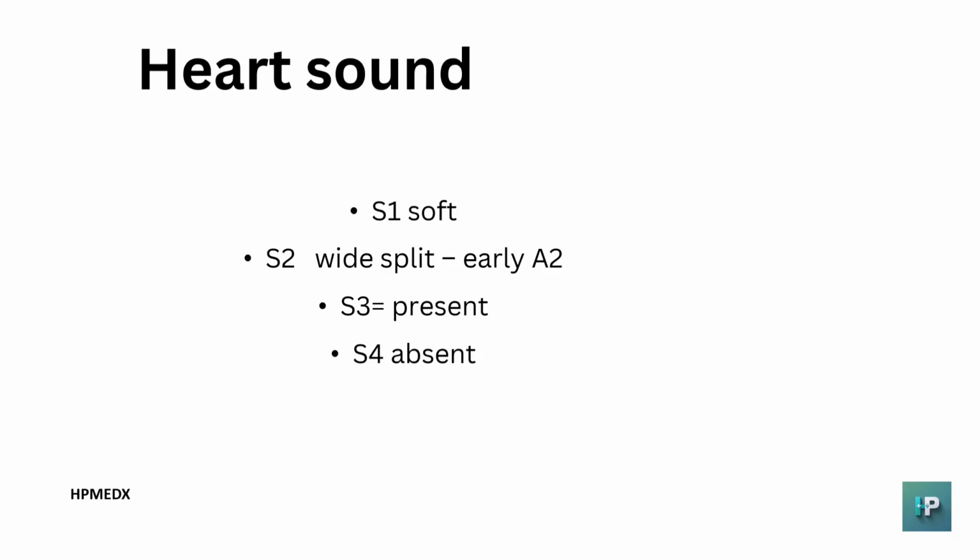And then S3, here the S3 will be present. It is because more blood present in left atrium flows through the left ventricle, which produces an early diastolic sound, which is the third heart sound, and S4 will be absent.